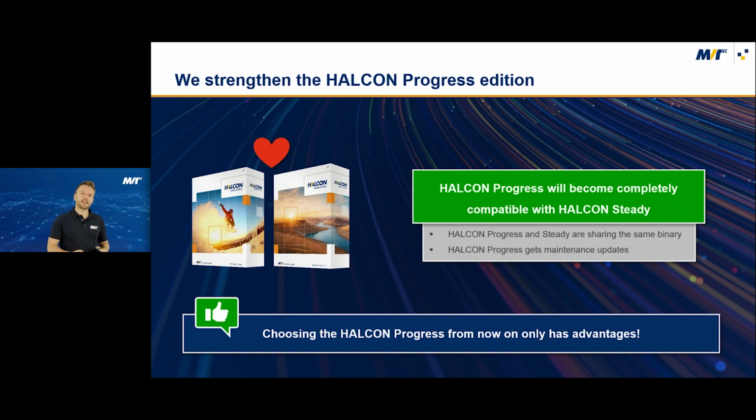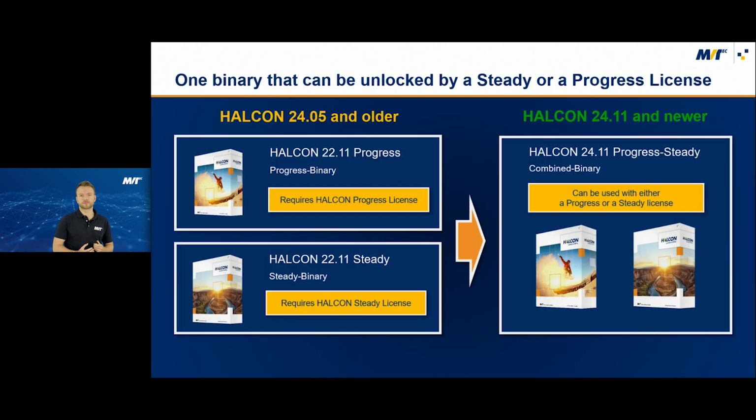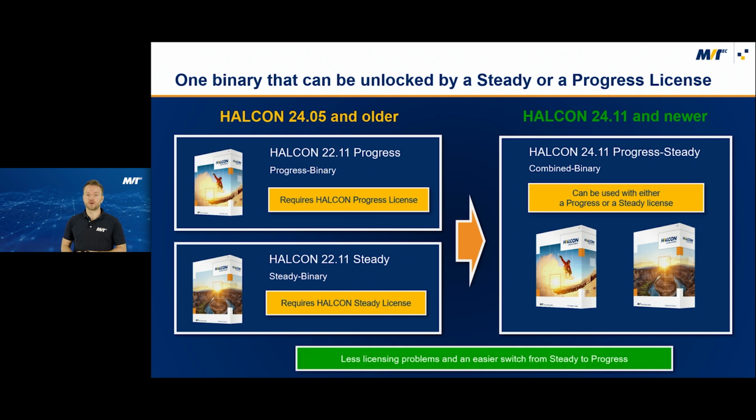To have a more technical look at this change: in the past we delivered two binaries, a Progress binary and a Steady binary, and you needed a Progress license to unlock the Progress binary and a Steady license to unlock the Steady binary. Now we only have one binary, so there are fewer binaries for you to manage internally, and this will also cause fewer licensing issues. So there are no errors anymore where you might put a Progress license into a Steady binary or vice versa.